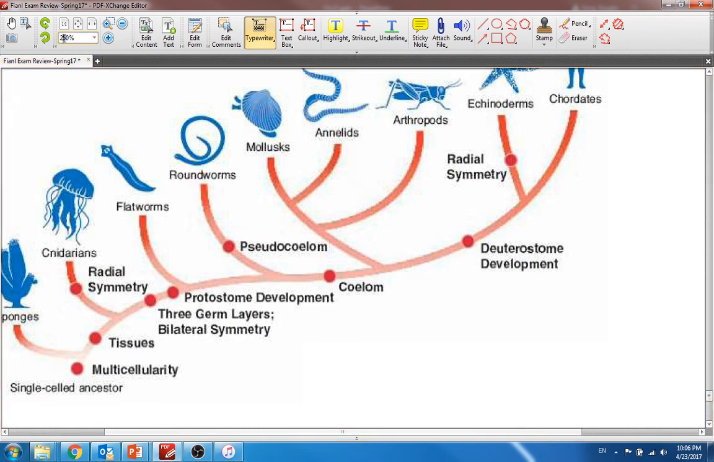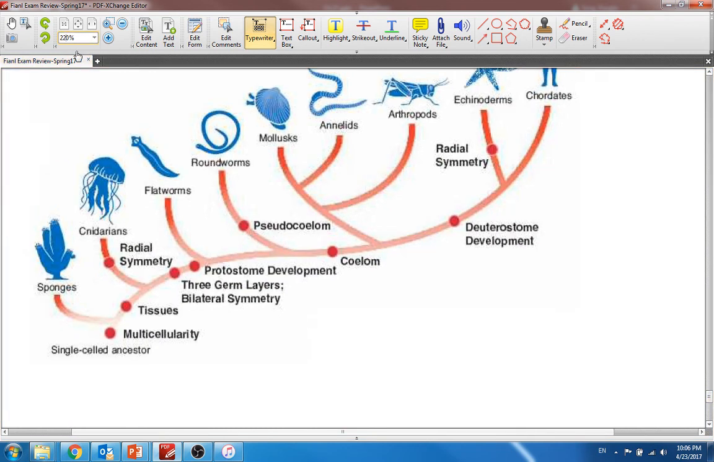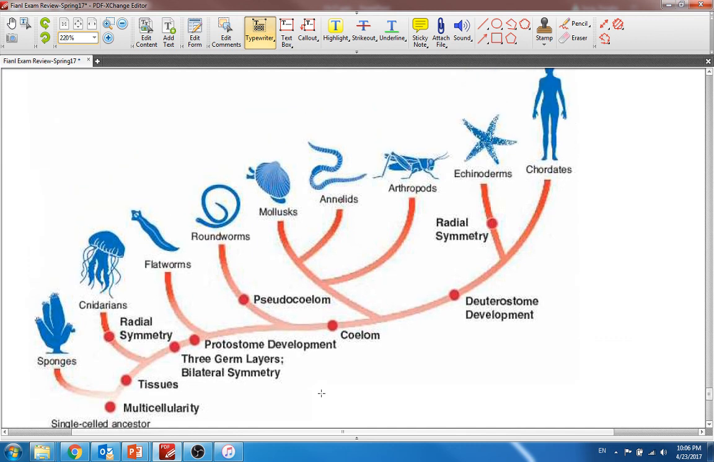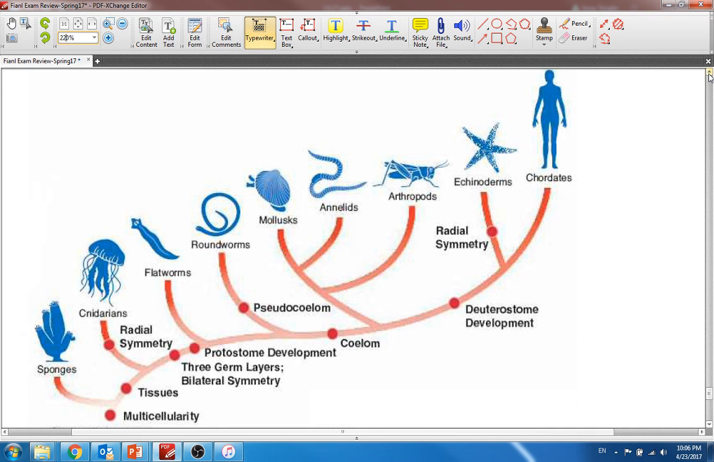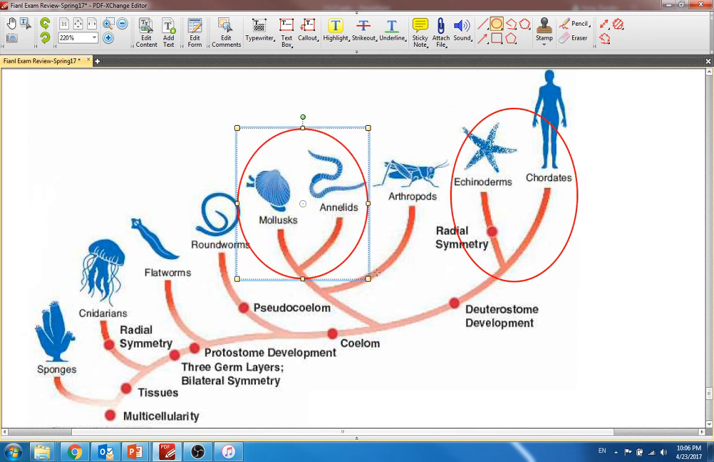So if we go to this cladogram on the last page of the study guide, you will see the clam and the earthworm being sister groups, starfish and human being sister groups, and you will see the starfish is a clade, human is a clade, starfish, human, and their common ancestor belongs to another clade.